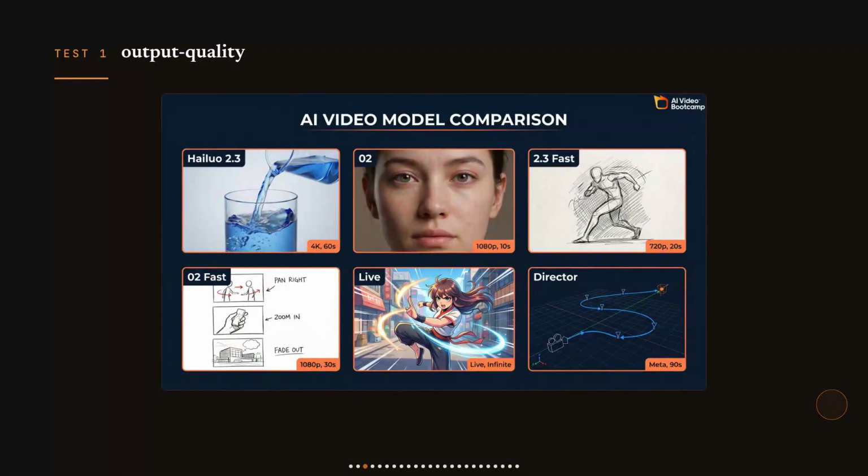Test 1, output quality. The number that matters right away is 84 versus 78. Those are the LMA win rates from the Artificial Analysis Leaderboard. And a 6-point gap in a community benchmark is exactly the kind of thing that shows up when a client asks why their clips look a little off and you don't have a good answer.